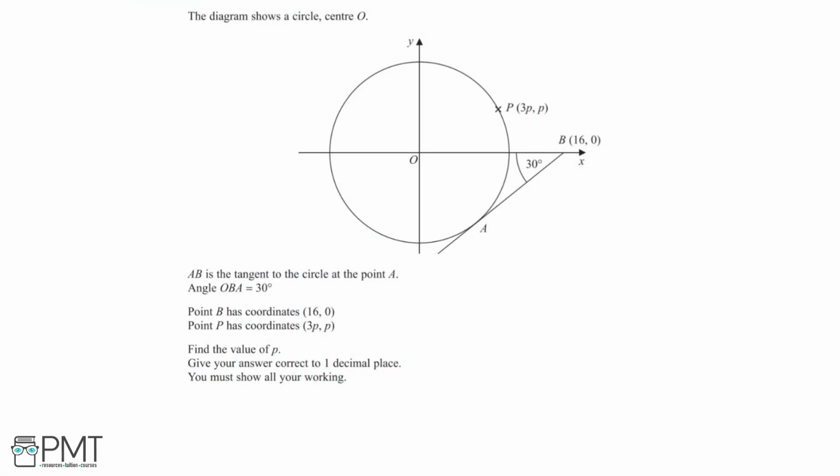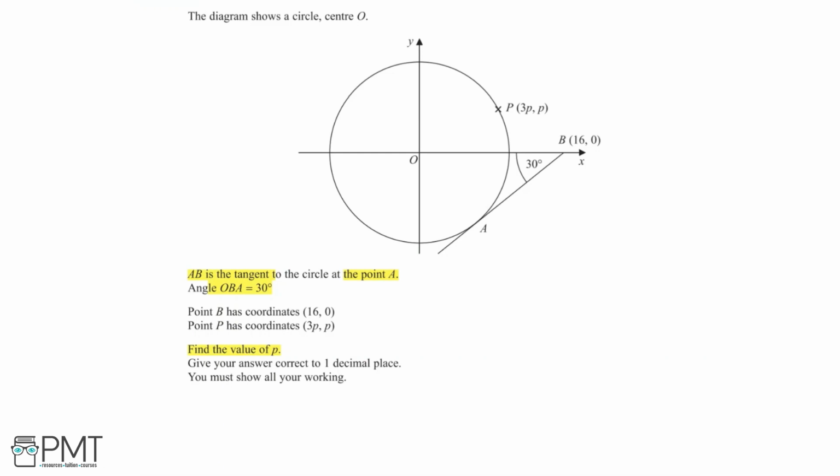In this question, we're given a diagram which shows a circle centre O. The line AB is the tangent to the circle at the point A, and we're told that angle OBA is equal to 30 degrees. We're then told that point B has the coordinates (16, 0), and point P has the coordinates (3p, p). Now we need to find the value of p, giving our answer correct to 1 decimal place.